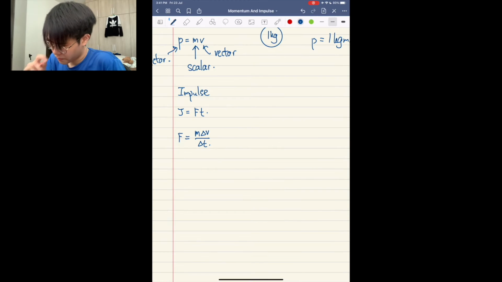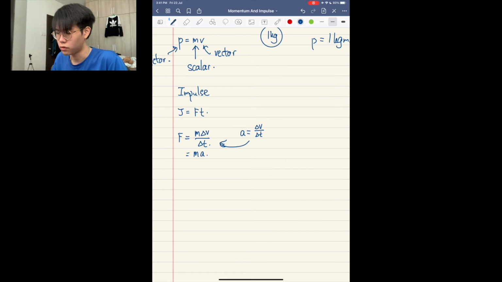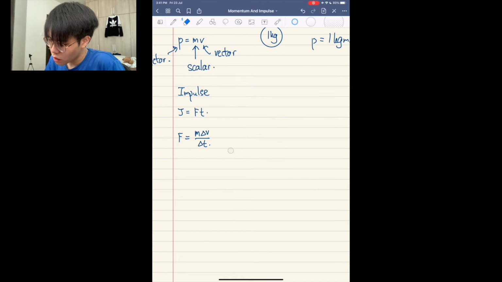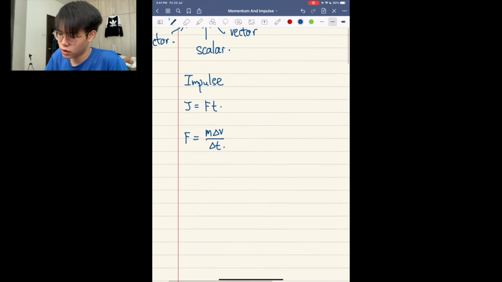Since we know that a is equal to the change in velocity divided by the change in time, if we substitute this into the equation, it will become F equals ma. This is where F equals ma comes from. But today we're not going to talk about F equals ma. We're going to talk about impulse.